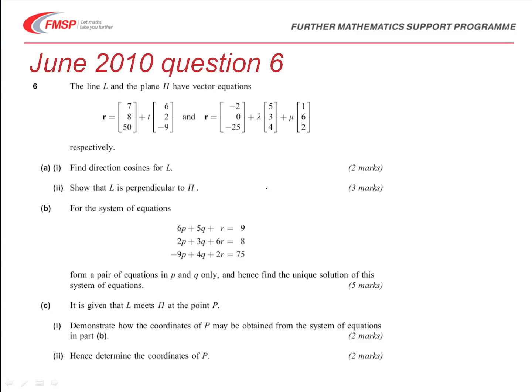The first part, we're considering the direction cosines and the perpendicularity of the line to the plane. And in the second part, we're going to solve a set of simultaneous equations, which leads into the third part, where we're going to find the point at which the line meets the plane using your results in part B.